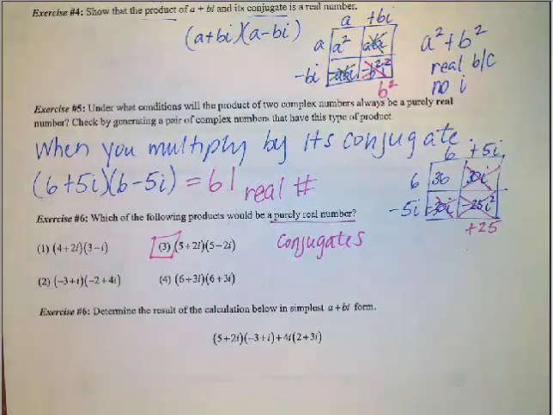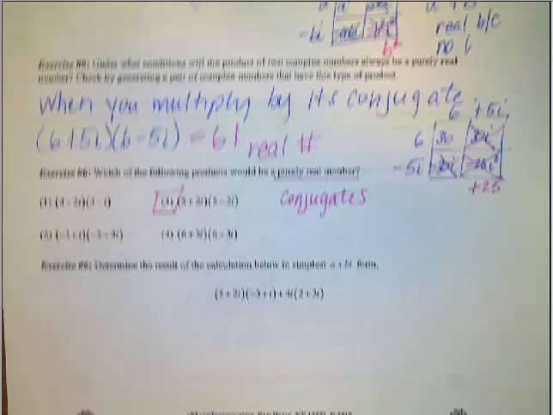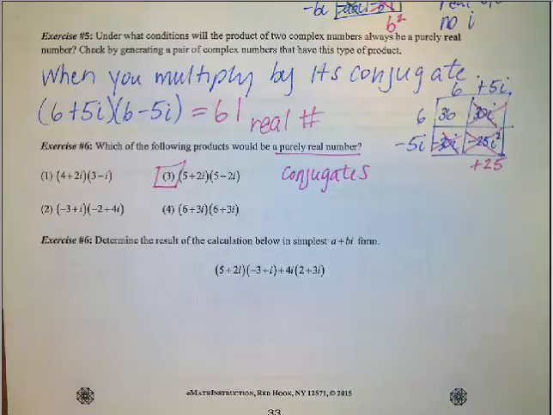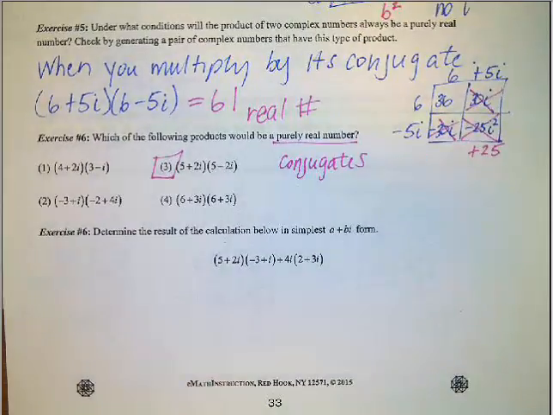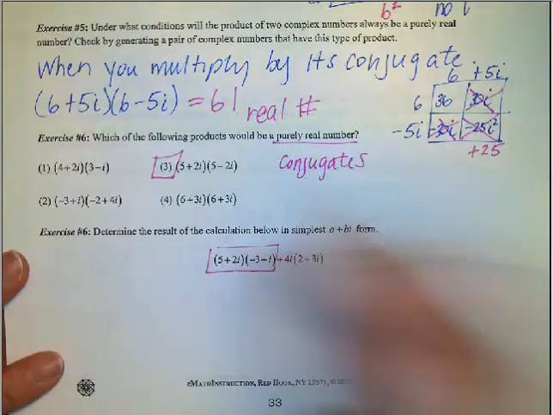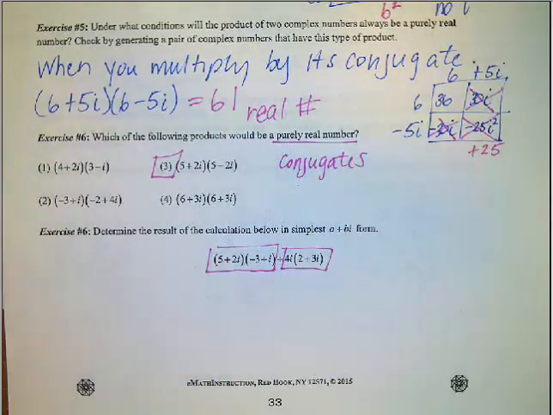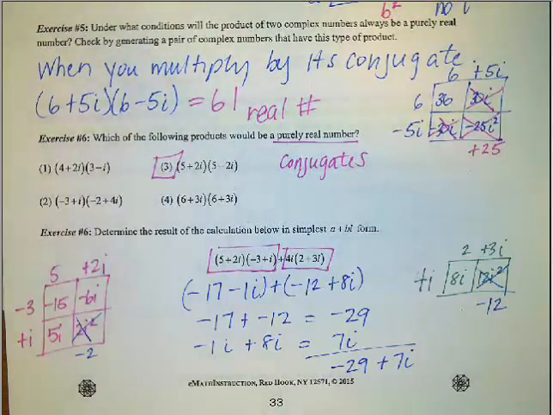Okay? All right. Why don't you pause the video and try exercise 6. You're going to multiply these two first, then multiply these two, and then add them together. Good luck. Continue the video when you have done so. Well, hopefully you got the answer of negative 29 plus 7i. If you don't understand something, please make sure you ask in class. Good luck with complex numbers.